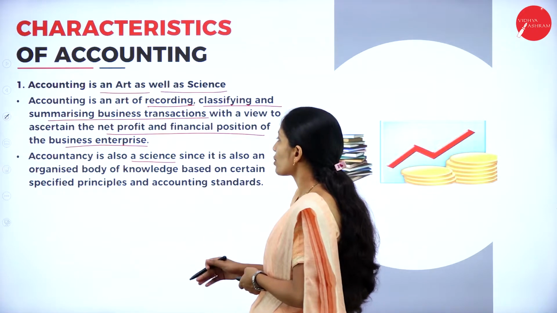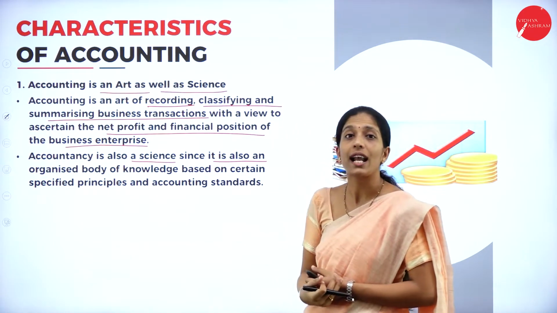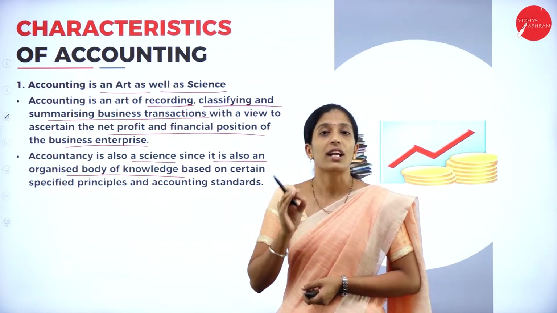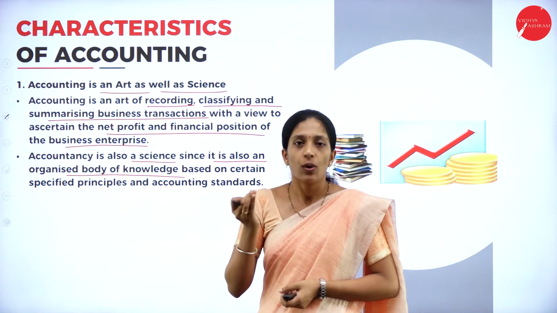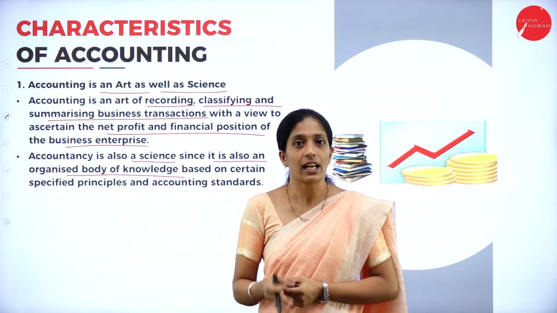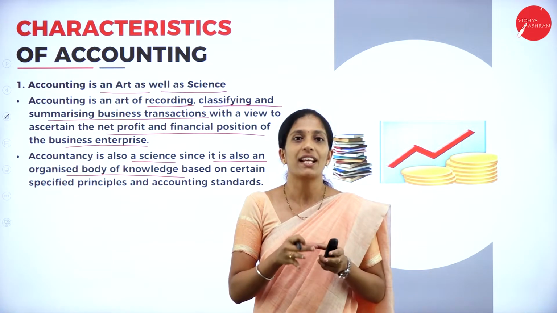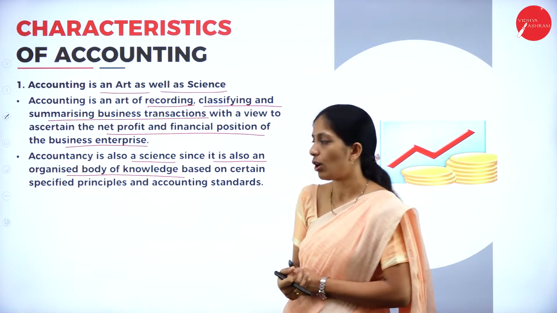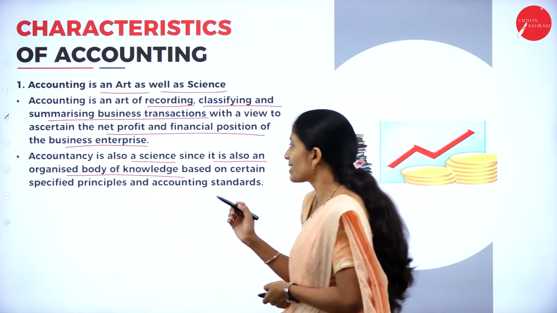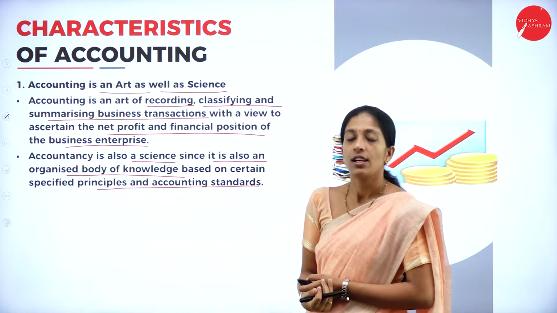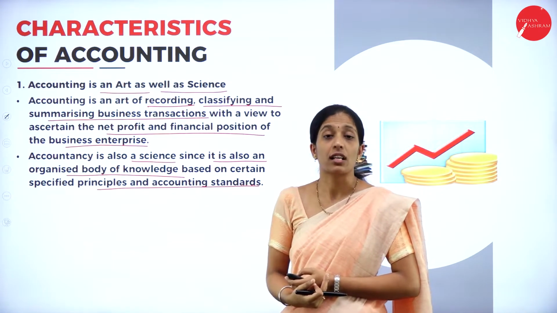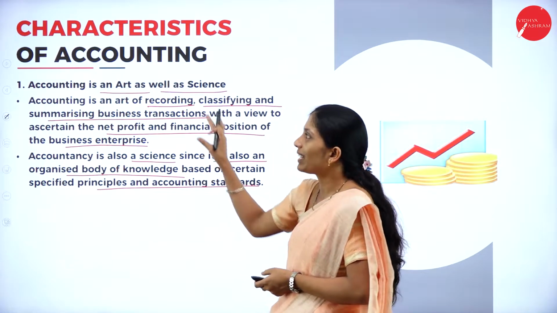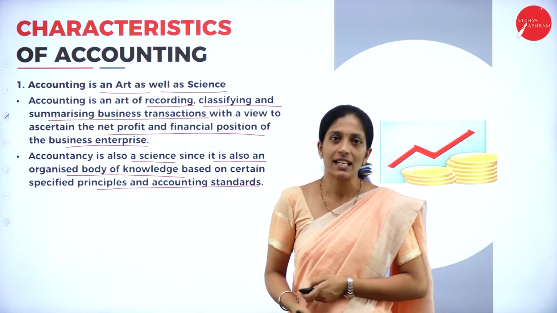Accountancy is also a science since it is an organized body of knowledge. It contains all the theoretical aspects relating to recording, classifying, summarizing. Whatever activity we conduct in accounting, all the theoretical aspects will be included. So we call it a science because it is a body of knowledge based on certain specified principles and accounting standards. You will come to know the accounting principles, concepts and conventions later on in this unit. Now remember that accounting is both an art as well as a science.